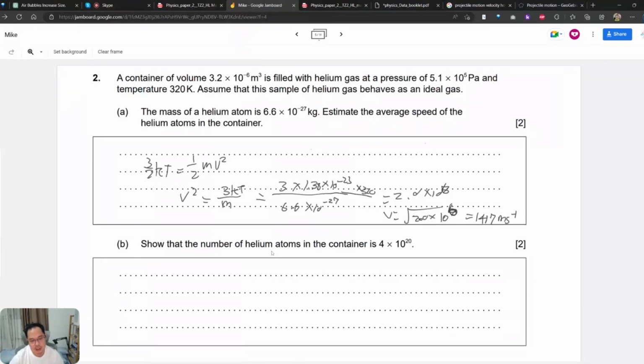Question B, show that the number of helium atoms in the container is 4 times 10 to the 20. You just need to use PV equals nRT, the first equation in the topic, to calculate n, and then multiply that n with the Avogadro number. Search the value in the booklet, 6.02 times 10 to 23. Multiply the number of moles with this Avogadro number, and you get the number of atoms.